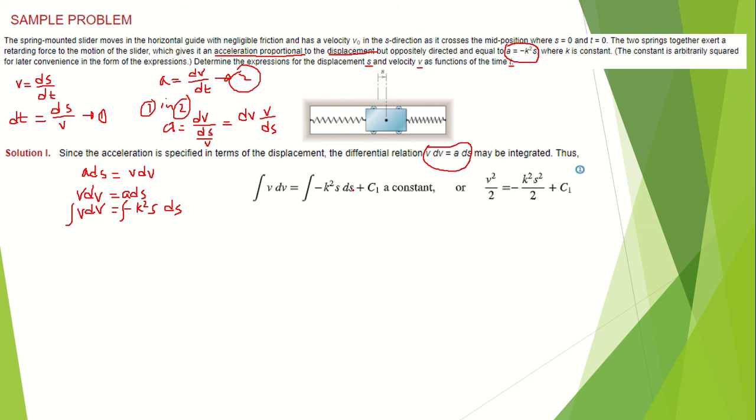the integral of this with respect to s. So k is a constant, you just isolate this constant, then integrate s, so this becomes s squared over 2, right? Then plus c1. So after integration, we got this result.